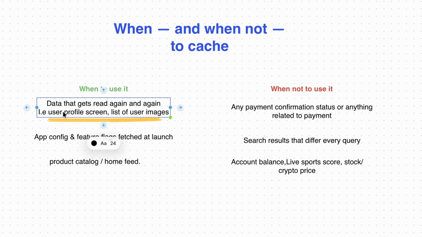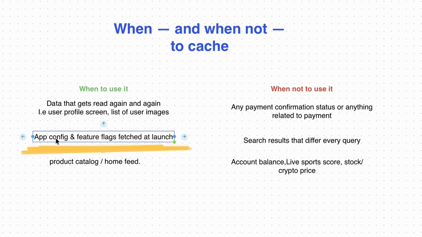Use it for any kind of data that gets read again and again, such as a profile screen or user images. You can just fetch it once and keep using that. Across the app lifecycle, also use it for any kind of app config or feature flag, and any kind of product catalog and home feed.